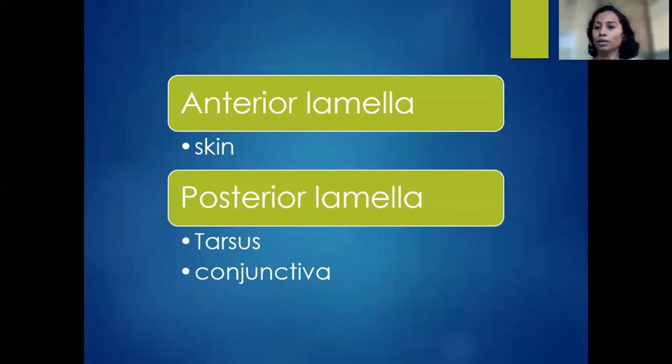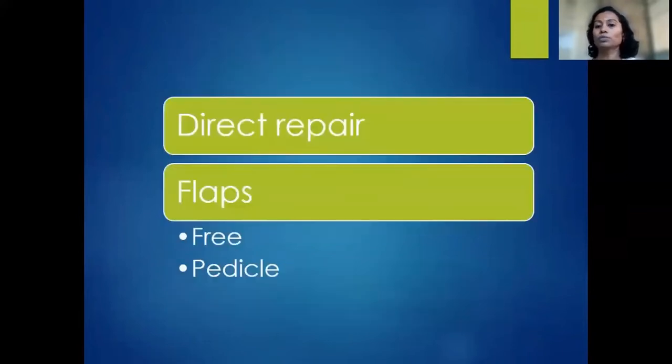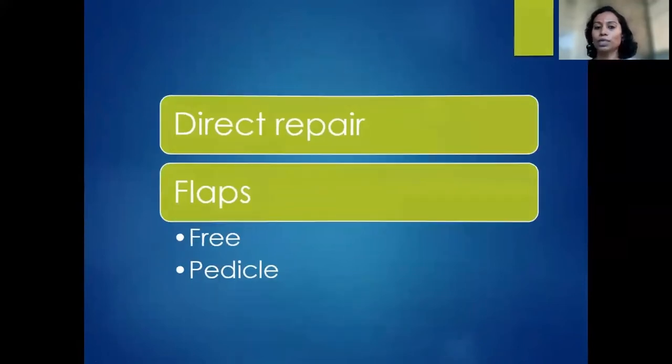We have to reconstruct the anterior lamella, that is the skin, and the posterior lamella containing the tarsus and the conjunctiva. For reconstruction, we can divide the defects into partial or full thickness, based on the amount: less than one third to half, or more than half; or based on the thickness, whether it's a shallow, intermediate or deep defect; and based on the location, whether it is medial, central, or lateral. Some of the smaller defects can go in for direct repair, while the larger ones need flaps, of which we have free flaps or pedicle flaps.